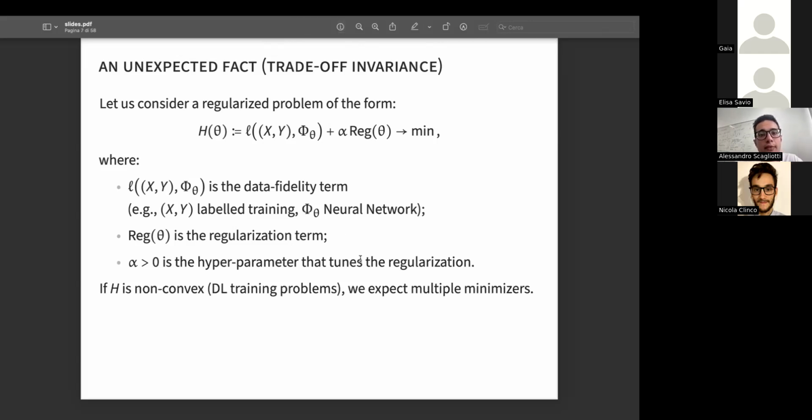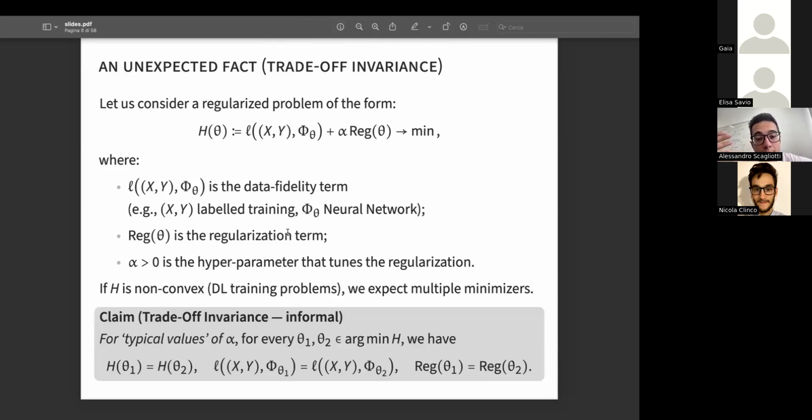If we think about non-convex problems, and this is typically the case in modern applied mathematics problems, for instance arising in the training of neural networks, here phi theta may represent a neural network, and theta is the collection of all its parameters. In such optimization problems, typically the objective function h is non-convex, and we may expect multiple global minimizers.